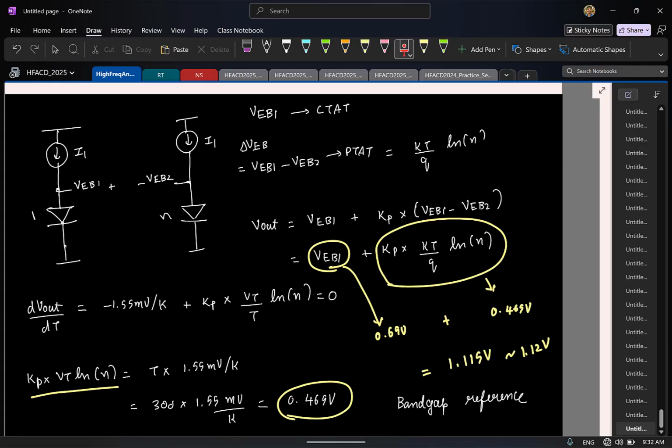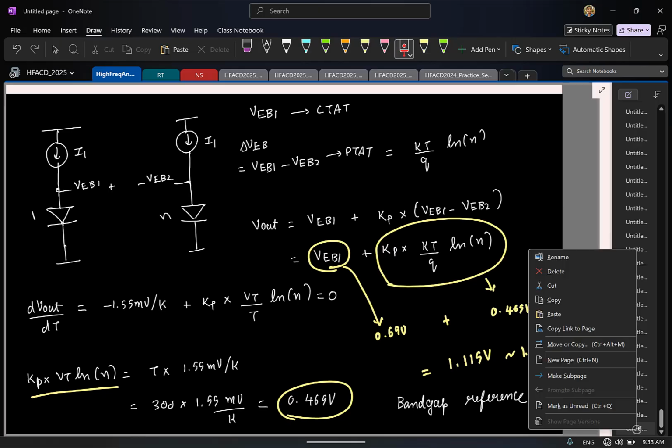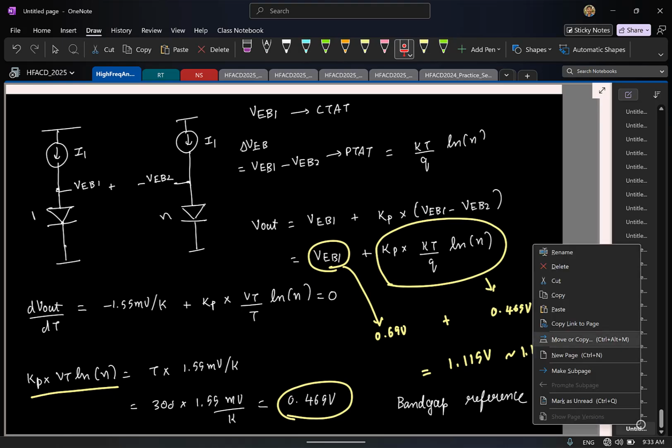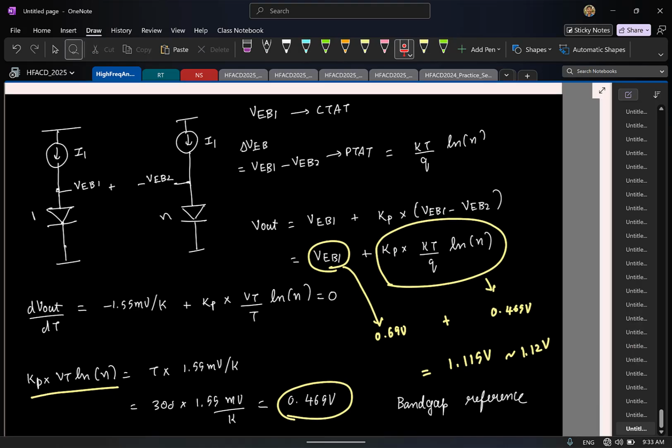Cool. So still we have only talked in English, we have not looked at the actual circuit. So let's actually try to implement it in a circuit. Let me erase all this.